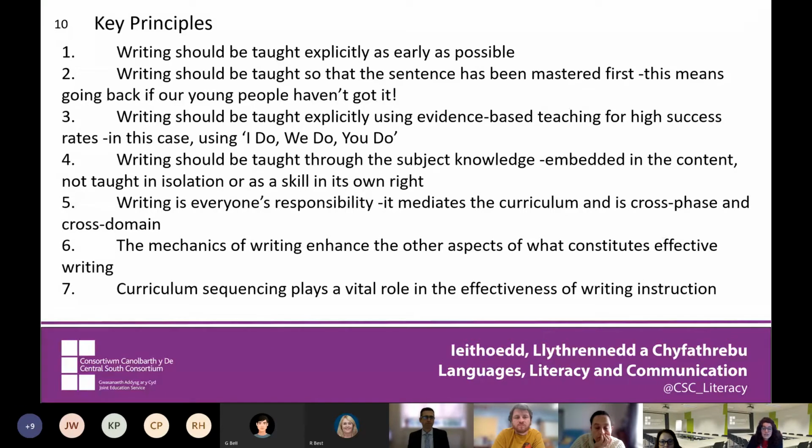Writing should be taught explicitly using evidence-based teaching for high success rates, in this case, using I do, we do, you do. Writing should be taught through subject knowledge embedded in the content, not taught in isolation or as a skill in its own right. Writing is everyone's responsibility. It mediates the curriculum and is cross-phase, cross-domain. The mechanics of writing enhance the other aspects of what constitutes effective writing. And then finally, curriculum sequencing plays a vital role in the effectiveness of writing instruction.